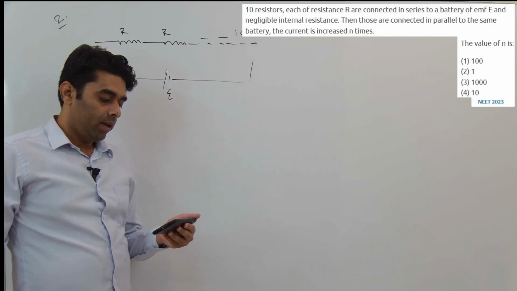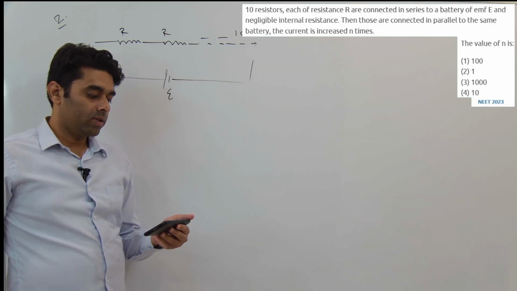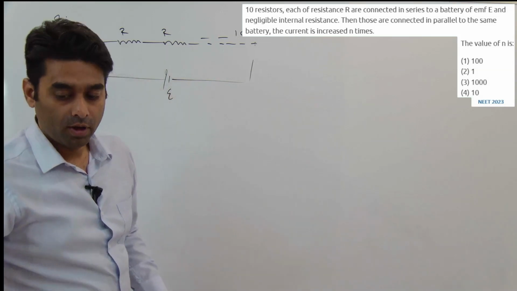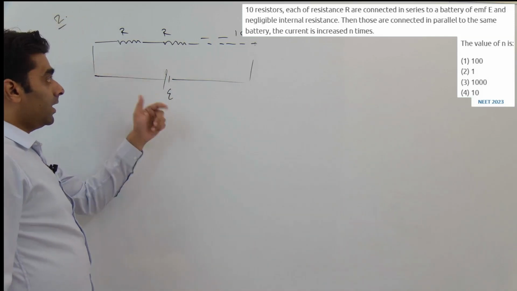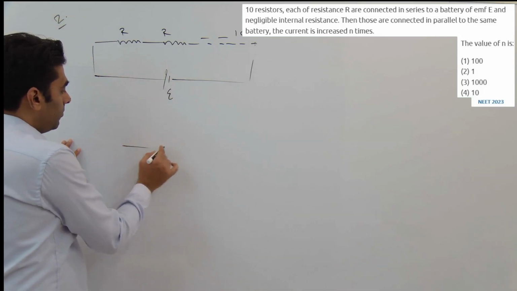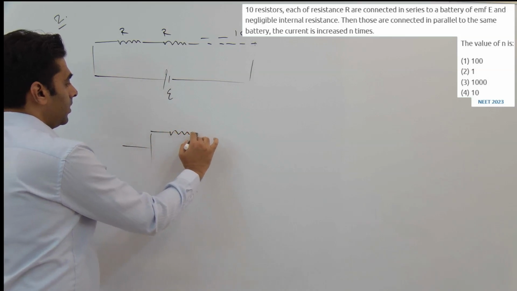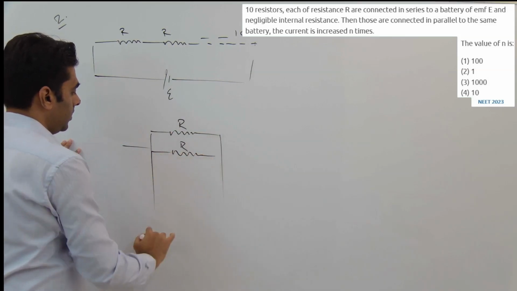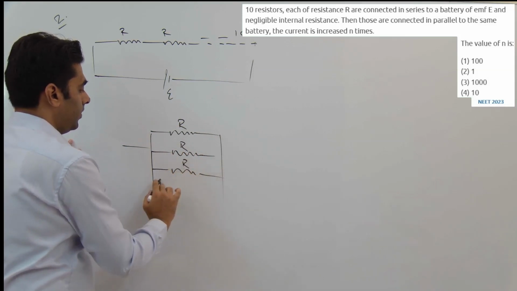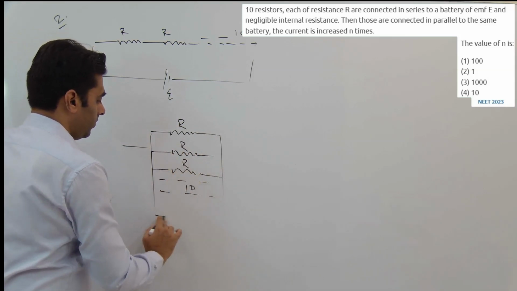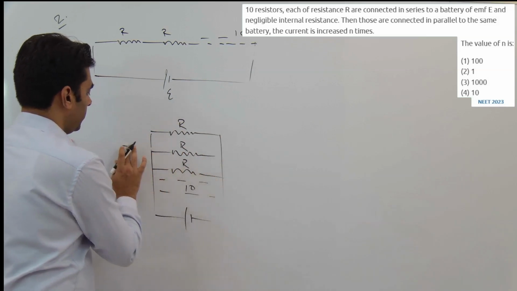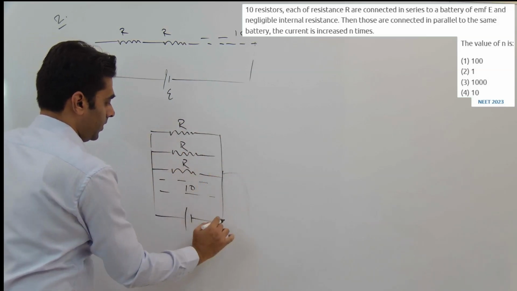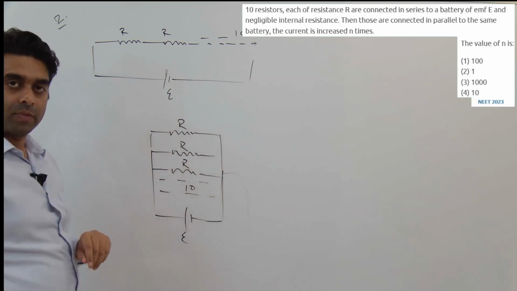Okay. Then those are connected in parallel to the same battery. The current is increased by N times. The value of N is? Okay. Now, these are when connected in parallel. So, if we make it, what will it become? R, like this, we have 10 times, all these connected in parallel with our cell E.